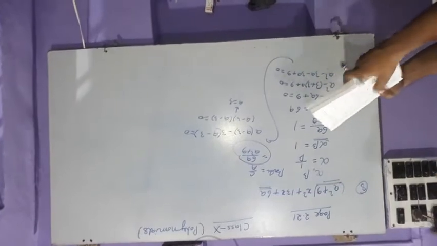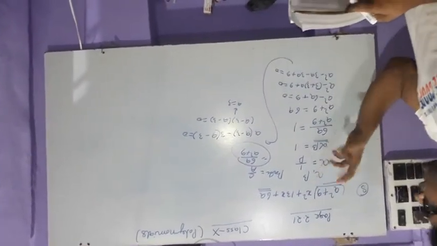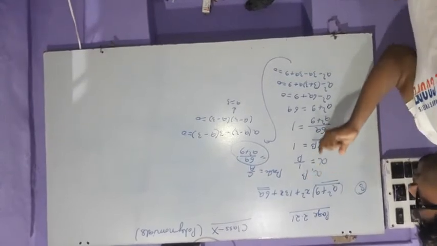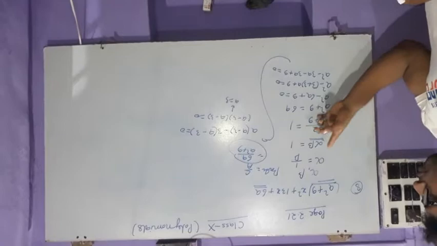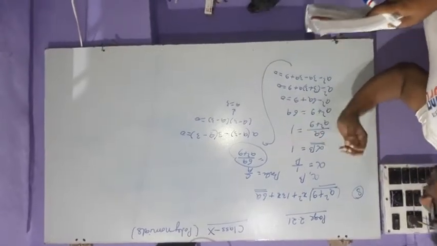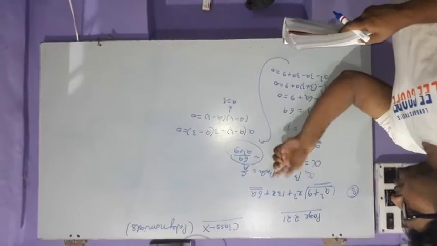The question says that the polynomial has only two zeros, alpha and beta, and one is the reciprocal of the other. So alpha is equal to 1 by beta, so alpha beta is equal to 1. And what is alpha beta? Alpha beta is the product of the zeros, so the product will be c by a.